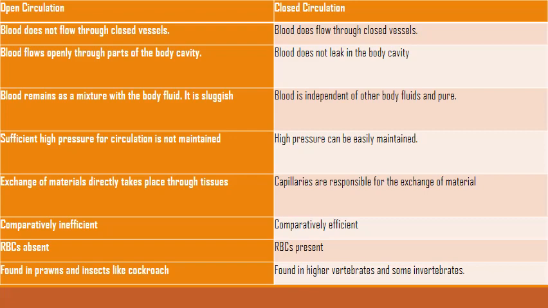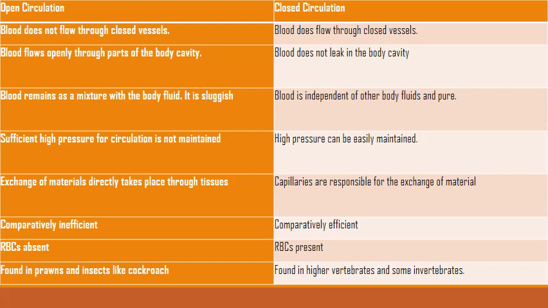This is the difference between open and closed circulation. Open: blood does not flow through closed vessels. Blood flows openly through parts of the body cavity. Blood remains as a mixture with the body fluid. It is sluggish. Sufficient high pressure for circulation is not maintained. Exchange of materials directly takes place through tissues. Comparatively inefficient, and RBCs are absent. Found in prawns and insects like cockroaches.